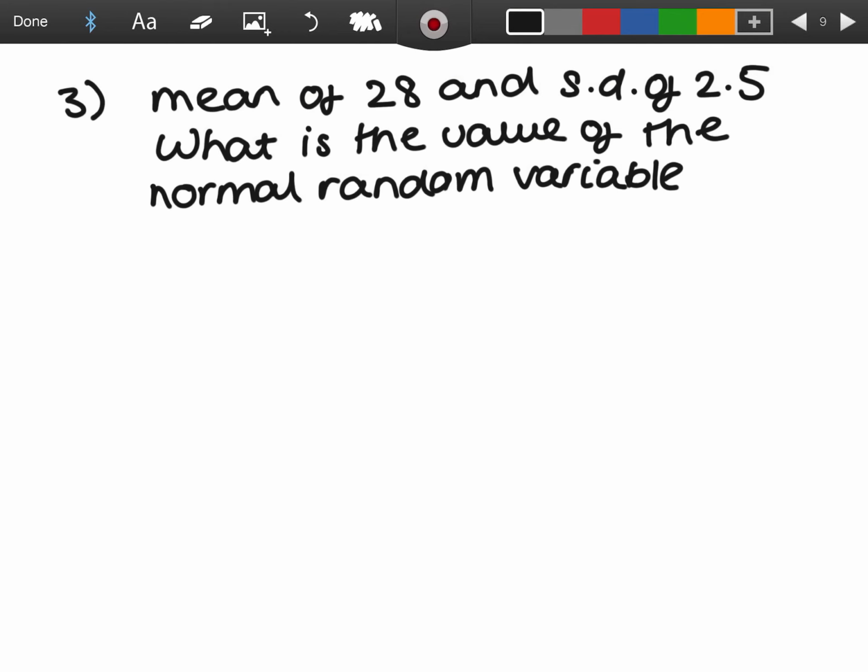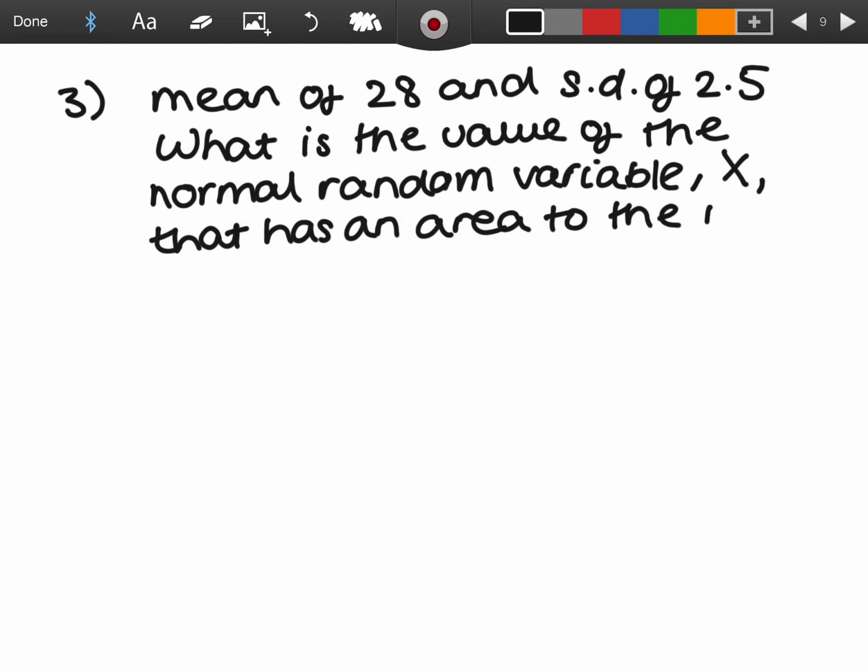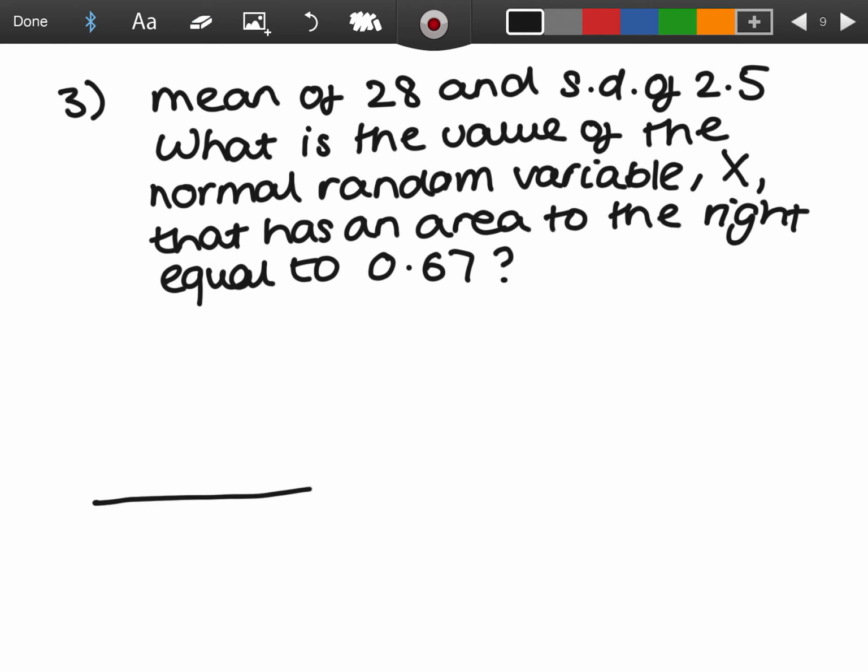Remember, now that we're just in normal distribution, it's not standard normal, my variable is denoted x, that has an area to the right equal to 0.67. I would always draw this out. As always, I would draw it out.